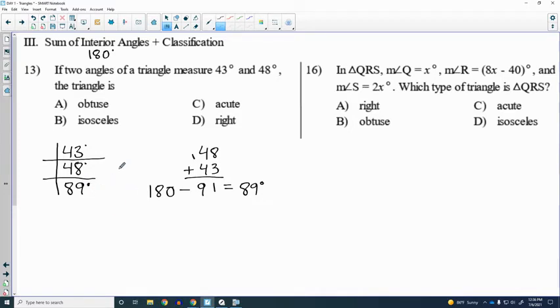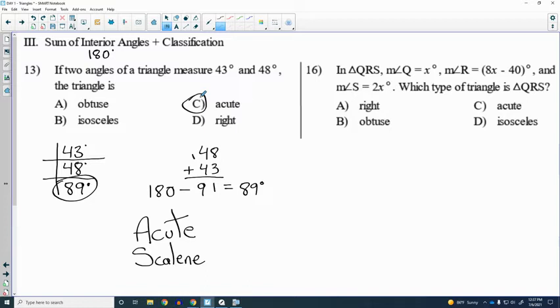Now I'm ready to classify this triangle in two ways. The first way that we learned about is based on the biggest angle, which is 89 degrees. That's still less than 90. That makes this an acute triangle. And because none of them are the same, that means no sides are the same, which means this is also scalene. All right, so we can see the answer here is right there.